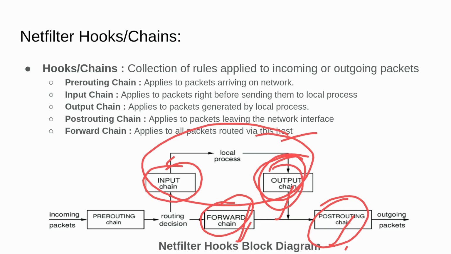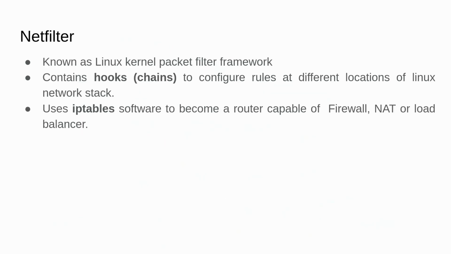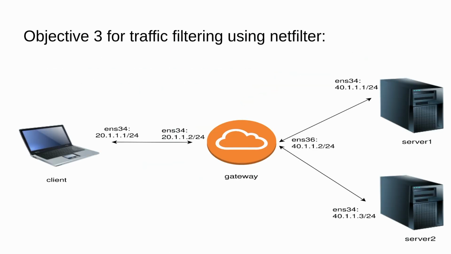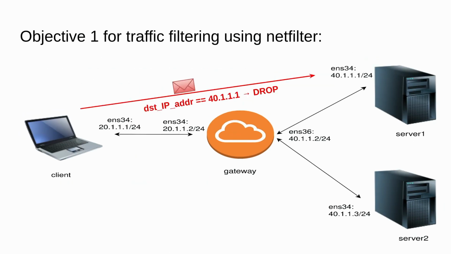Let's remember it. Gateway is being configured as a firewall. Can you use a pointer or something so that it's visible? So this is the scenario where the traffic from the source 20.1.1.1 to 40.1.1.1 should get dropped.